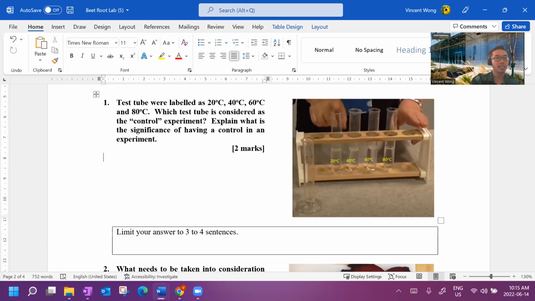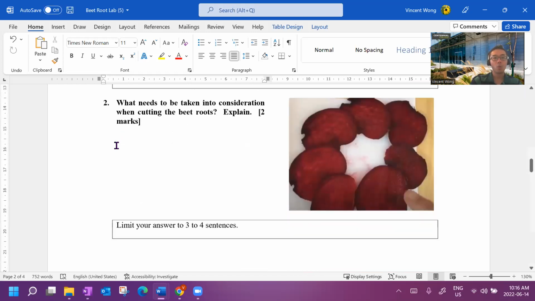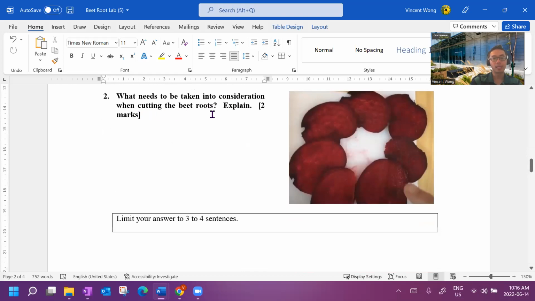Now, Karina mentioned standardized variable. Again, standardized variable is important, but it is not the answer for this question. This question is not asking about standardized variable. This question is asking about what is a control. Okay, so a control is the one that is not being manipulated, the one that is not being treated, right? So room temperature. And the significance of having that is to have a reference so we can compare it to it.